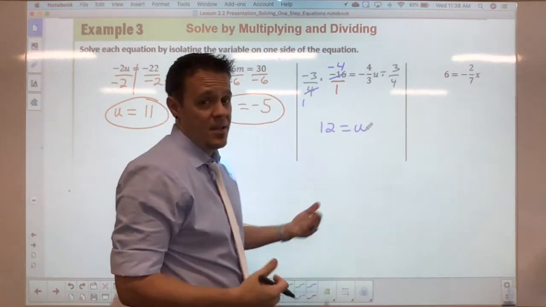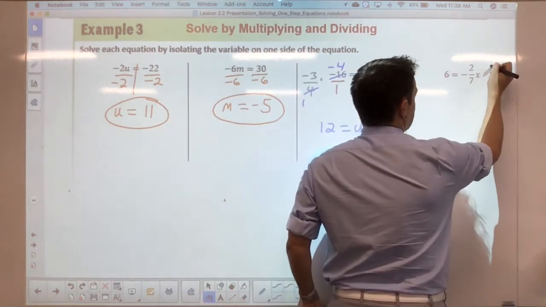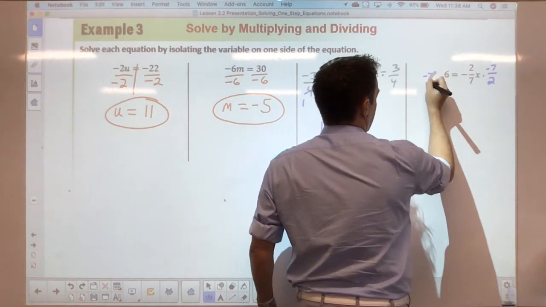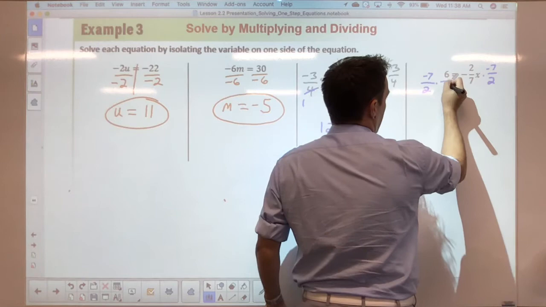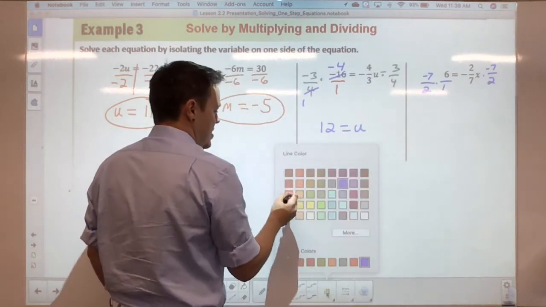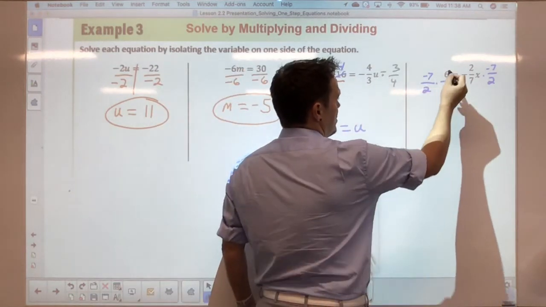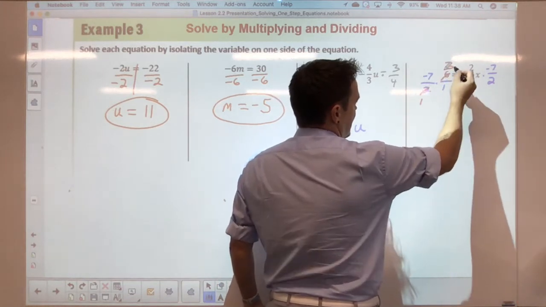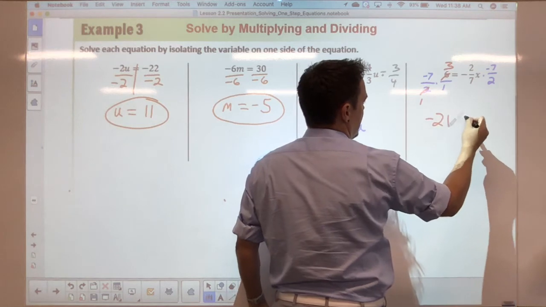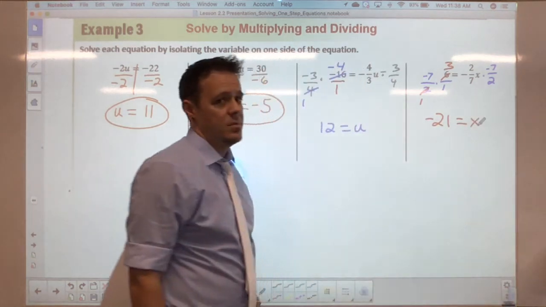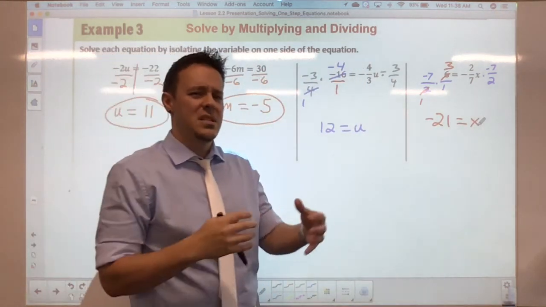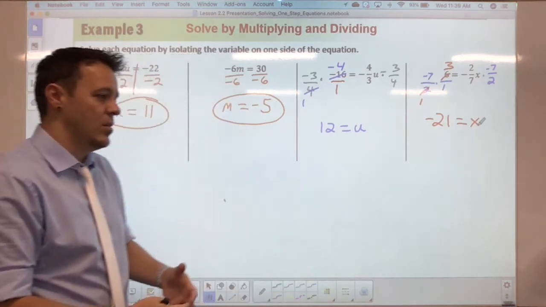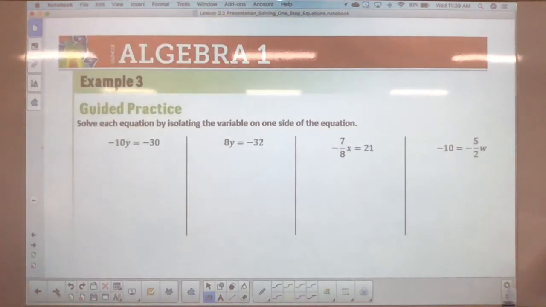All right, now the next one over here, multiply this by negative 7 over 2, and then I'll put a little 1 there to make sure I have that. Now you do your cross multiplication, right? 2 divided into 6 would be 3. So negative 7 times 3 would be negative 21. Simple. I'm not really skipping steps, but hopefully you guys can see what we're doing here. All right, try these ones on your own real quick.